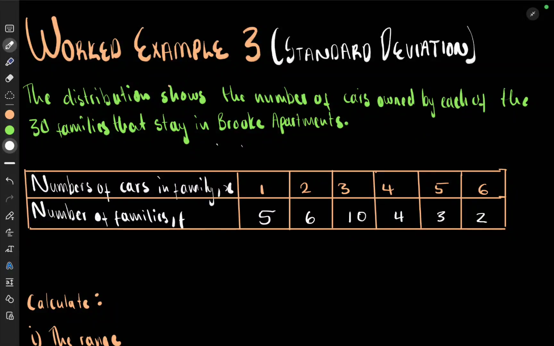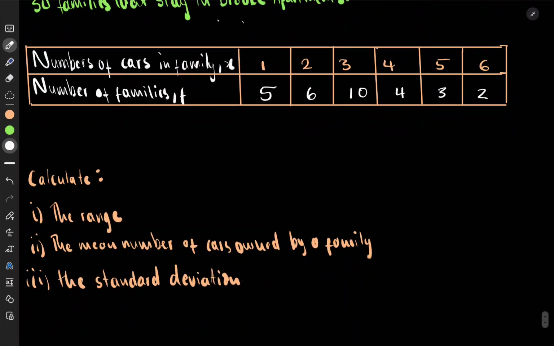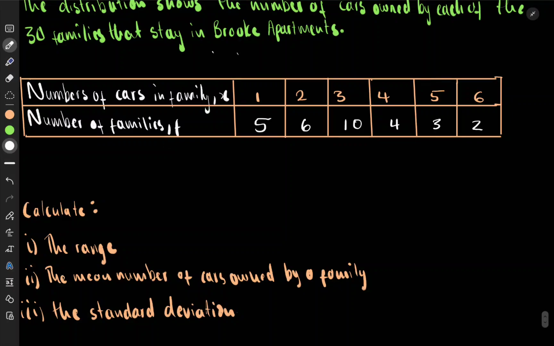Now we are going for worked example 3. Let's see what it says. The distribution shows the number of cars owned by each of the 30 families that stay in Brook Apartments. Okay, so here's the distribution. Fine. What does it say? Calculate the range. So anyway, we've been given a distribution.